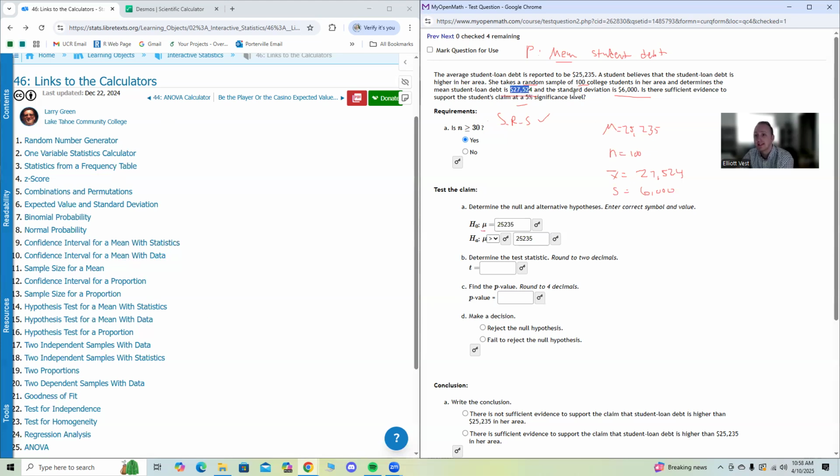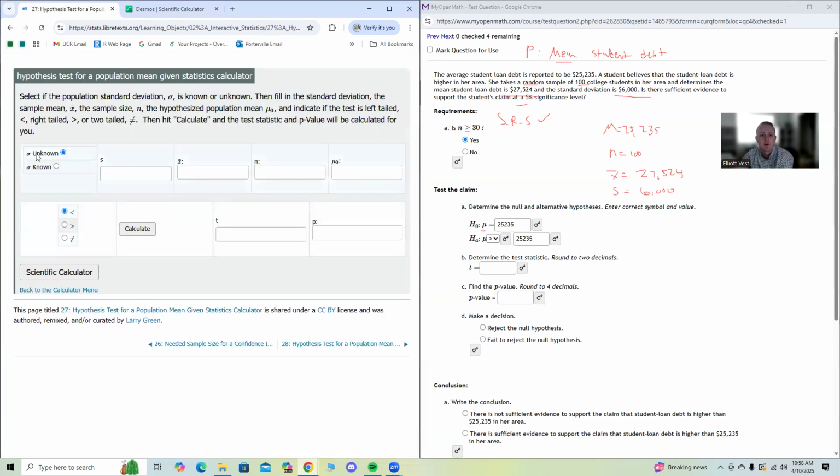Here we have the statistics already. We have everything evaluated for us. We just need to plug this into the calculator. We don't have any data here, we have the statistics. Our sigma, the population standard deviation, is always unknown. These are sample means and sample standard deviations. Sample standard deviation, 6,000. Sample mean, 27,524. Sample size, 100. The mean associated with the null hypothesis, the assumed mean we start with, 25,235.